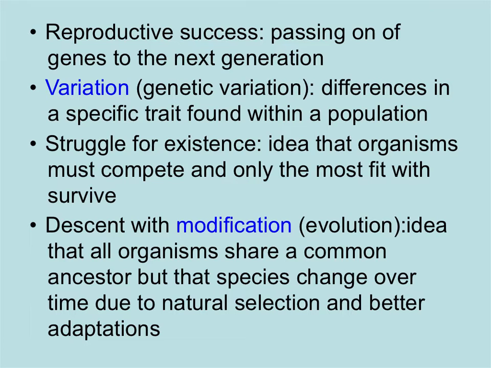Reproductive success is passing on of genes to the next generation. Okay, so reproductive success means you were able to successfully reproduce. Pretty simple. You were able to have a child, and in having a child, you passed on your genes to the next generation. And again, don't forget, we're not just talking about humans, we're talking about animals and plants too, because plants adapt too.